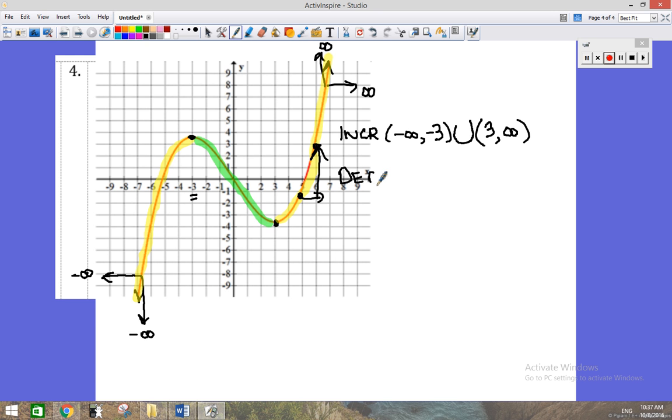The function is decreasing over the interval that I've shaded in green. So the x coordinate here is negative 3. And as you move to the right, any 2 points that have an x coordinate that is bigger than negative 3 yet smaller than positive 3, as x increases, y will decrease. That happens all the way up to 3. This function is never constant, so we can indicate that, if you'd like, by an empty set.